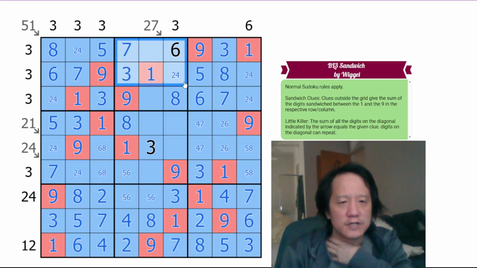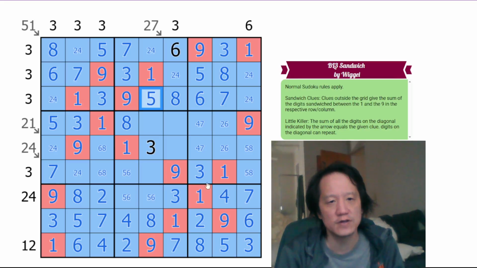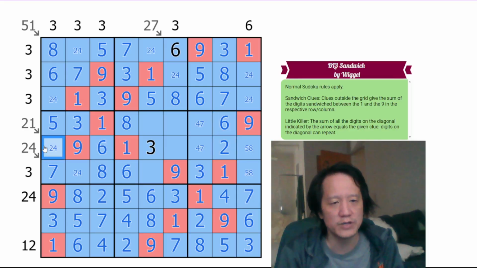Remaining digits in column 3 are 6 and 8. Remaining digits in this upper central box are 2, 4, and 5. This can't be 5, so this is 2 or 4, which makes this a 5 here. This 5 eliminates 5 here, so it's 6, which makes this 5, which makes this 6. 6 eliminates 6 here, so it's 8 and 6. This 6 eliminates 6 here, so it's 2 and 6. 2 eliminates 2 here, so it's 4 and 2. 4 eliminates 4 here, so it's 2 and 4, which makes this 2, which makes that 4, which makes that 2, which makes that 4.